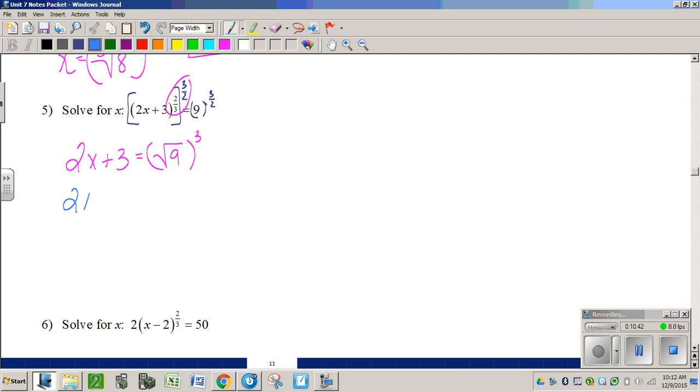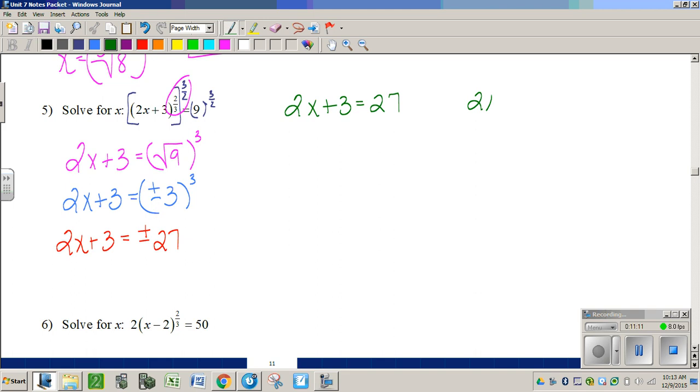So we have 2x plus 3 is equal to, all right, now, what is the square root of 9? Oh, plus or minus 3. Nice, you remembered. And then we're going to cube that. Notice I haven't really done anything with the left-hand side in a little bit, but that's okay. Plus or minus 3 raised to the 3rd power is plus or minus 27. So now 2x plus 3 could be equal to positive 27, or 2x plus 3 could equal negative 27. So here's where we're going to end up with two different answers.